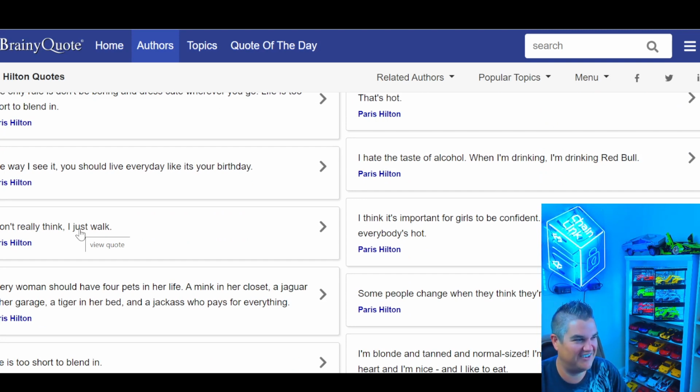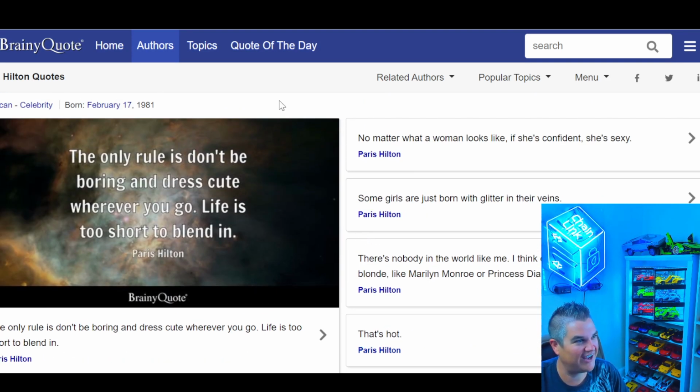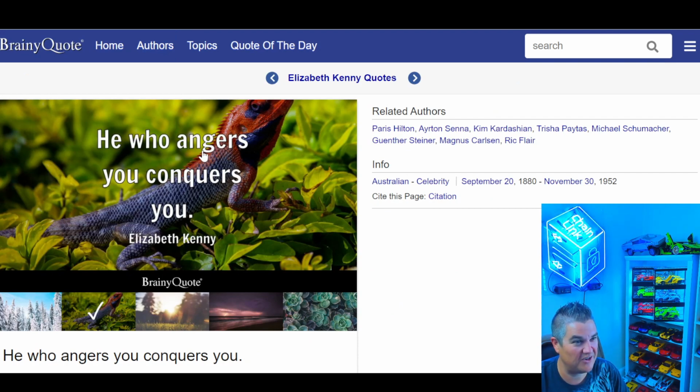Wow. Quote to live by right there. "I don't really think, I just walk." I mean, write it down. Get that tattooed on you. What in the actual hell have we gotten ourselves into? I read the quote today. I like the quote, and I like related authors. It's like, wait, huh? And then look over, Kim Kardashian. What in the hell have we become? Quote of the day by Paris Hilton: "I don't think, I just walk." Mind-blowing. Deep levels.